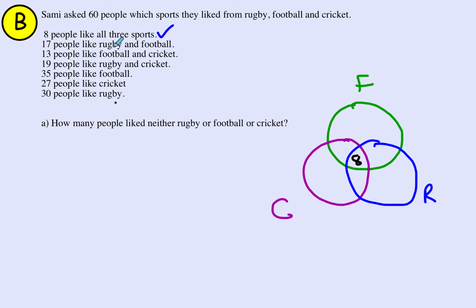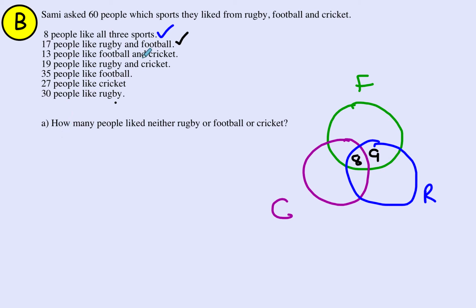Right, 17 people like rugby and football. So rugby is here and football is here. So this space represents 17. So therefore I do 17, take away this 8, which is 9. So that helps me fill out that part of my Venn diagram.